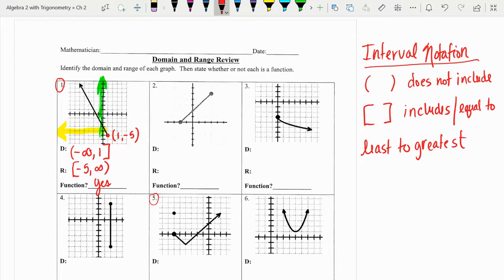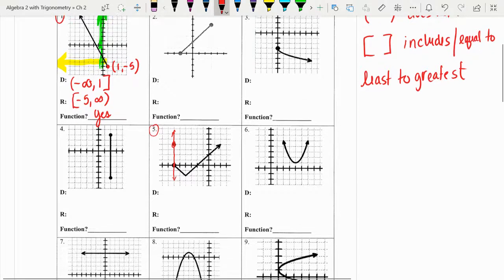Number 5, is it a function? It is not a function. A vertical line, if I drew one right here, would touch twice. So that dot up in the second quadrant makes this not a function. I'm going to put no. And now that I explained that, I'm going to erase that vertical line, but that proves it as not a function. Okay, now for domain and range.